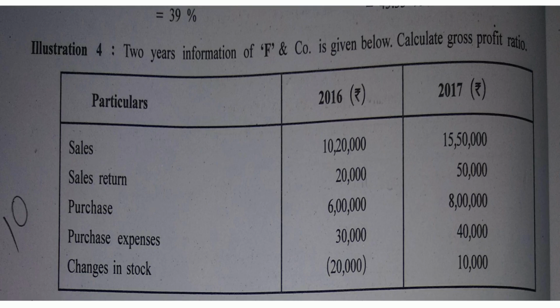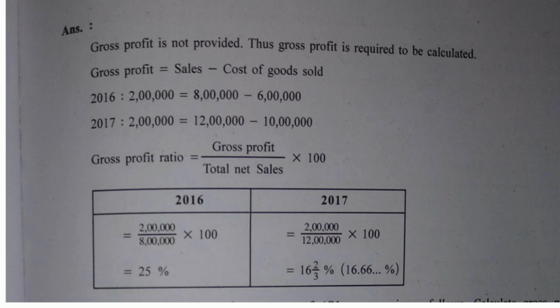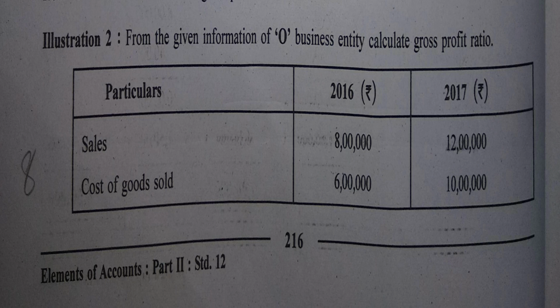Alright? Then, we have illustration 2. From the given information of O business entity, calculate gross profit ratio. Sales and COGS are given. You are supposed to calculate gross profit ratio. What is the formula for gross profit ratio? It is gross profit upon sales into 100. But the figures provided are sales and COGS. So the very first thing is that you should obtain the answer for gross profit.